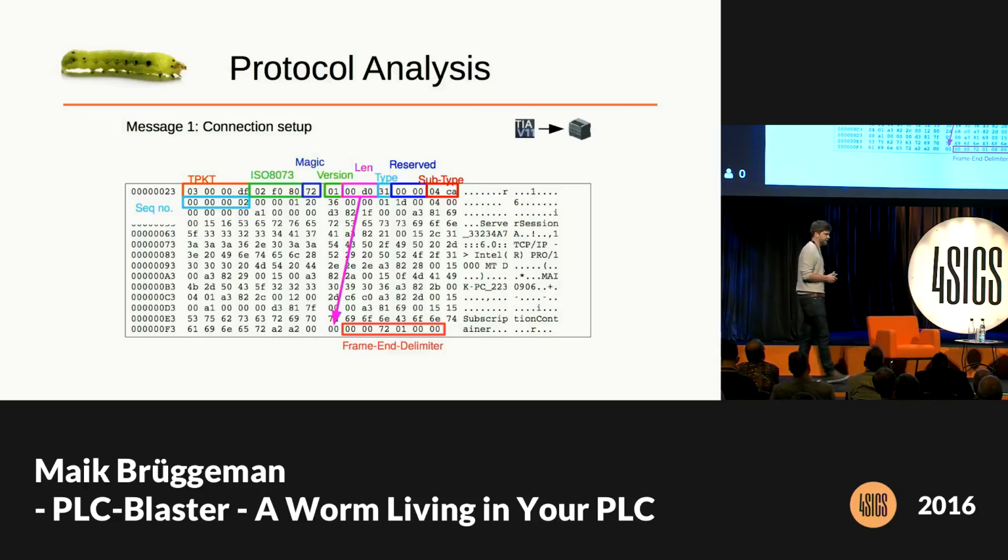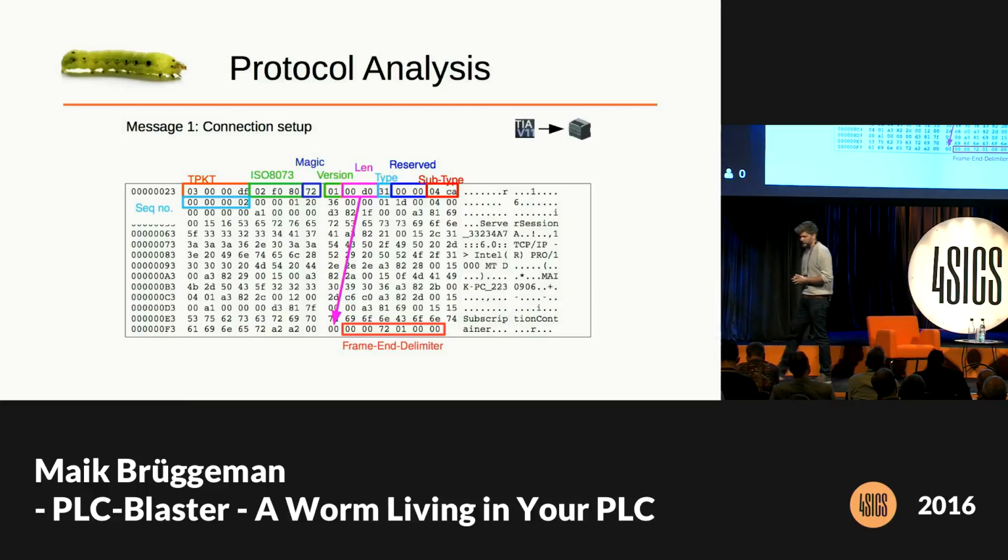We have a reserved field. We have a subtype, which tells us something more about the intention of the message. And there's a sequence number. And in the end, we see a frame end delimiter, and if this frame end delimiter is missing, it simply means that the frame is fragmented and is continued in the next frame. But if you look at this slide, you will see there are a lot of more bytes between the message head and the frame end delimiter.